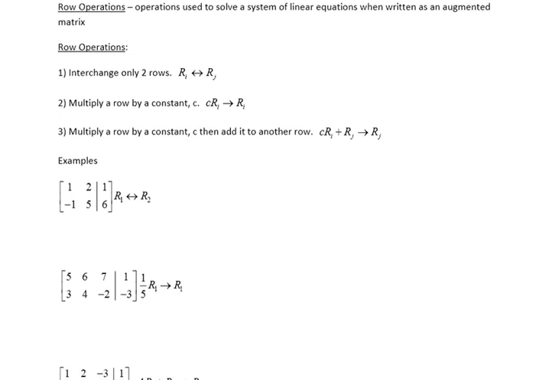For the first matrix, all I'm doing is switching row 1 and row 2. So easy to do. There's my new row 1 and my new row 2. That's interchanging 2 rows.